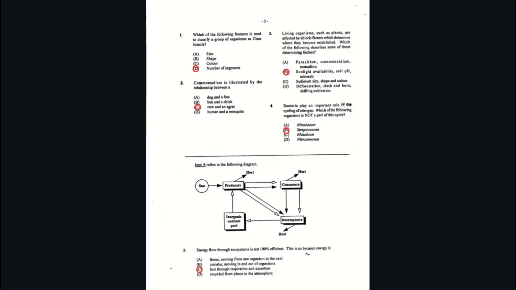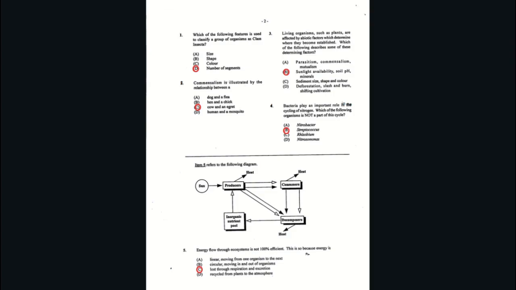So number five says energy flow through ecosystems is not 100% efficient. This is so because what? Item 5 is referring to this diagram right here, and the answer is C, loss. Energy is lost through respiration and excretion, right? So that's why energy flow through ecosystems is not 100% efficient, because during an energy flow, so much energy is lost before it gets passed on.